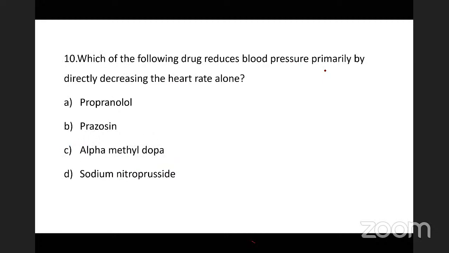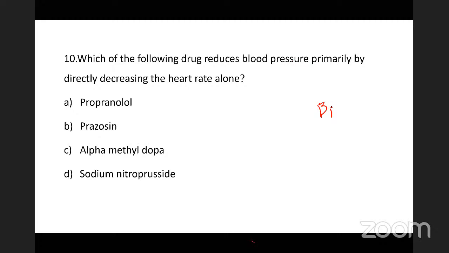Which of the following drugs reduces the BP primarily by directly decreasing the heart rate alone? So we know only the beta blockers, correct? Beta blockers act on the beta 1 receptors on the heart, decrease the cardiac contractility, decrease the heart rate, decrease the cardiac output, and BP will come down.